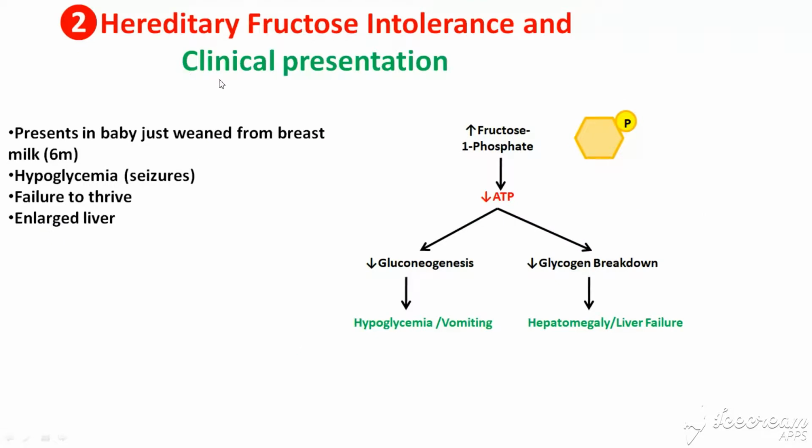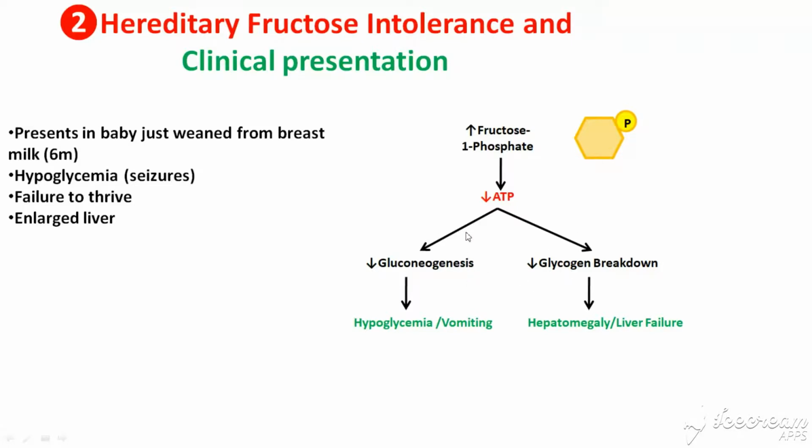Okay, so what is the clinical presentation of hereditary fructose intolerance? Well, it's going to present in a baby who was just weaned off of breast milk. So when the baby's weaned off of breast milk, he's going to start to consume solid foods that contain fructose. Okay, so the increase in the fructose 1-phosphate that accumulates in the liver is going to deplete the ATP in our cells, and this is going to limit the liver's ability to synthesize glucose, so it's going to inhibit gluconeogenesis, and it's also going to inhibit glycogen breakdown.